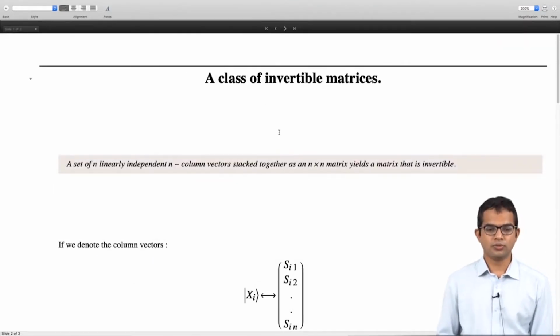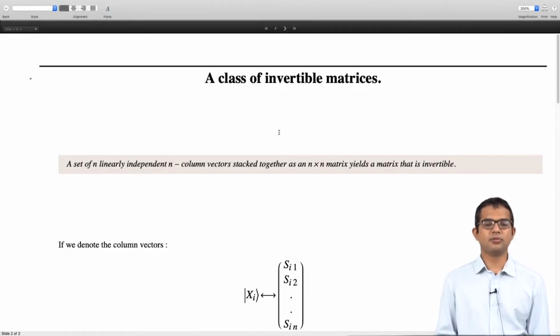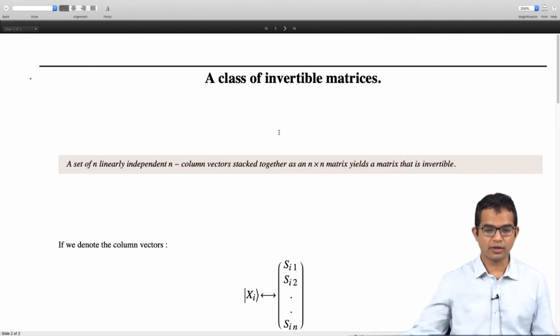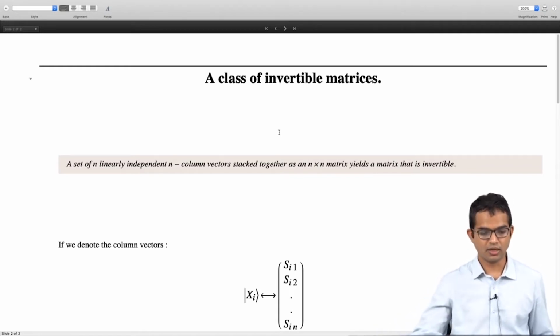Okay, so if you take some set of n linearly independent column vectors and just stack them together and form an n by n matrix, right? We'll argue that such a matrix is going to be invertible, right?